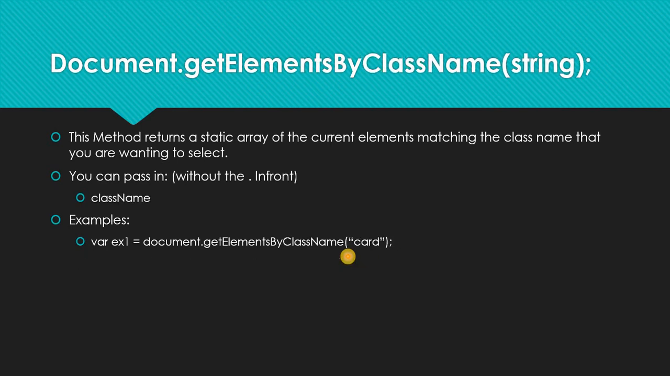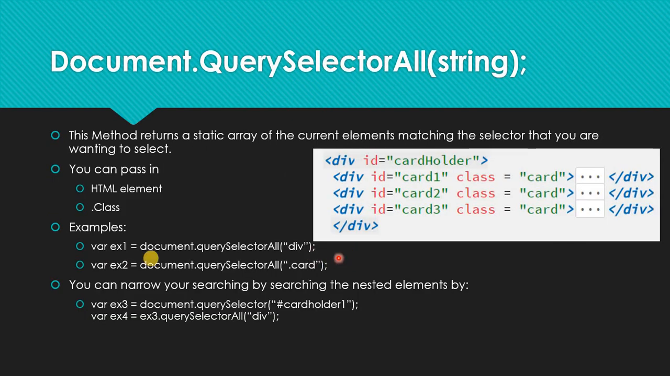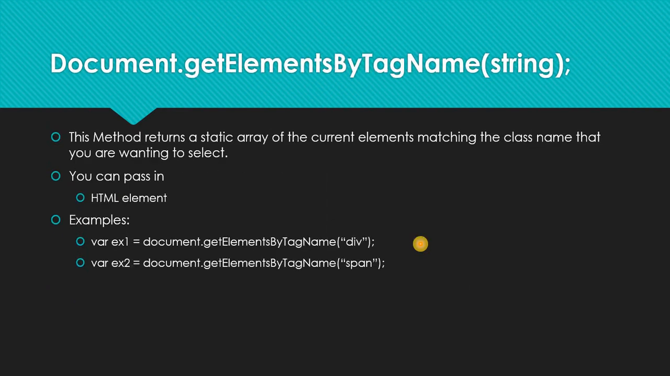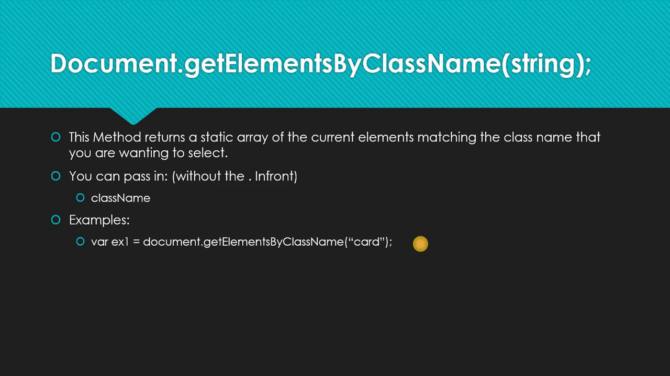This get elements by class name works the exact same way as this second example down here, narrowing. You can query for the card holder and then do your class search on the subset of your cards there. With that being said, we got through the get elements by class name, and that's your example here with the card there.